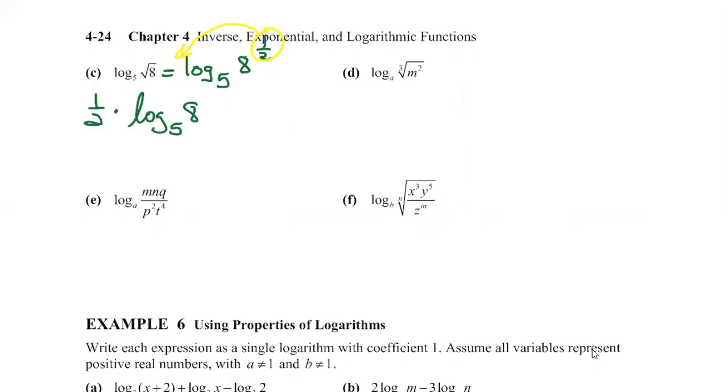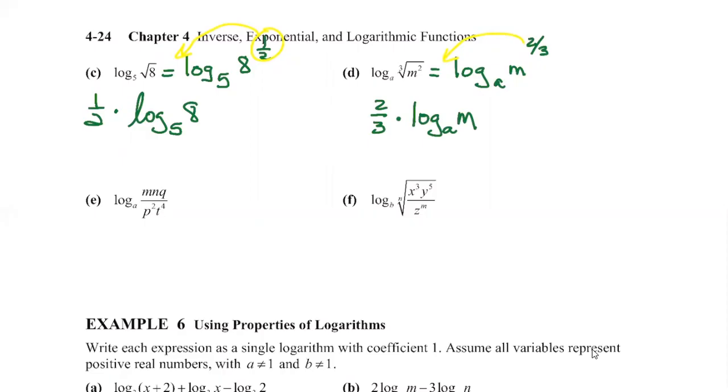Beautiful. Let's do the same thing with letter D. I'm going to rewrite that as a fractional power. So that would be log base A of m to the 2/3 power. We'll take that exponent and swirl it to the front. Such a fun word to say, 2/3 times the log base A of m. And that's it. That's all they want me to do is to rewrite the problem.